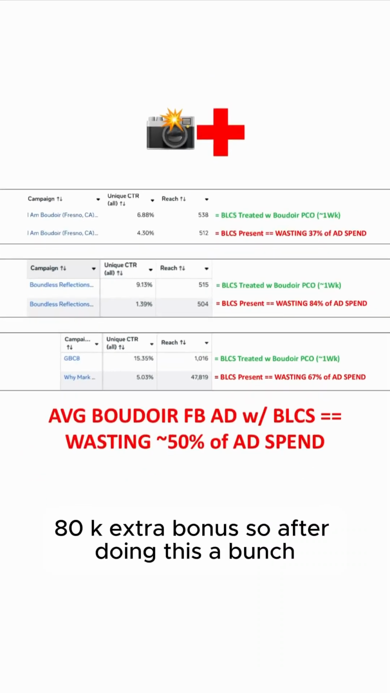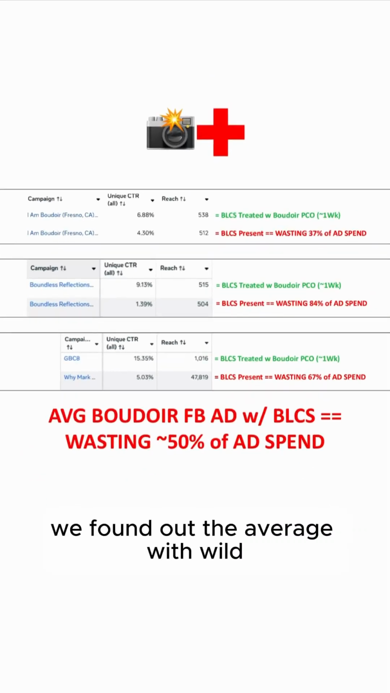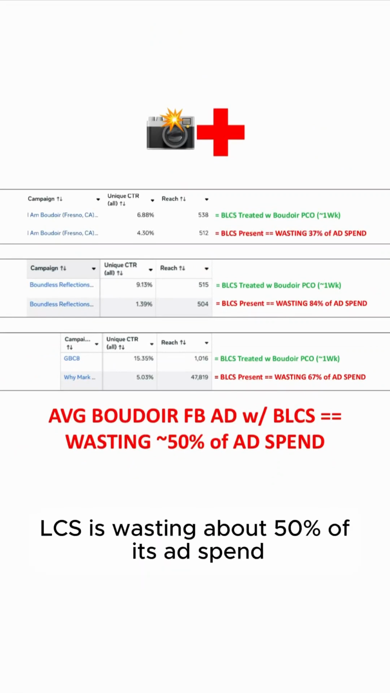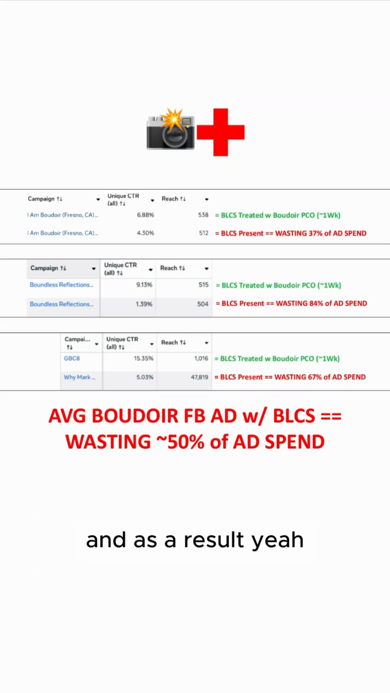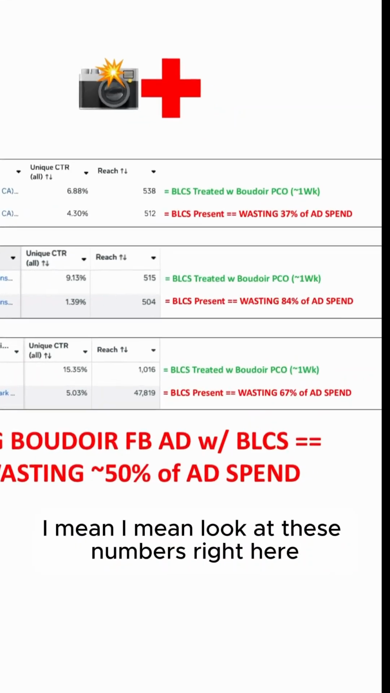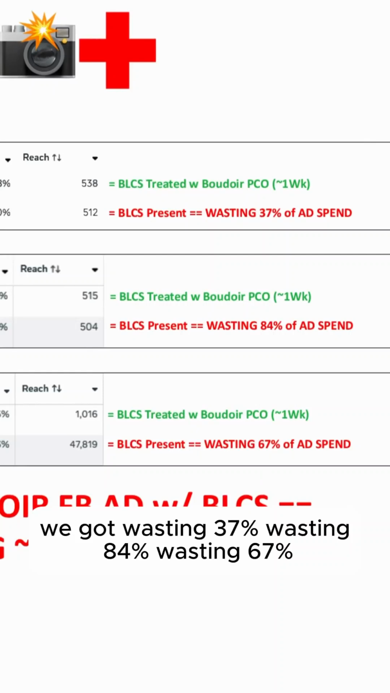So after doing this a bunch, we found out the average Boudoir Facebook ad with BLCS is wasting about 50% of its ad spend. And as a result, look at these numbers right here. We got wasting 37%, wasting 84%, wasting 67%.